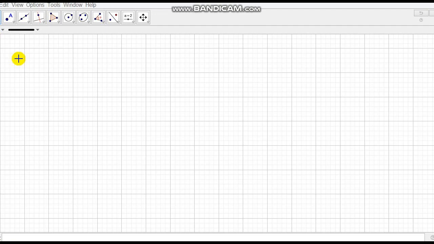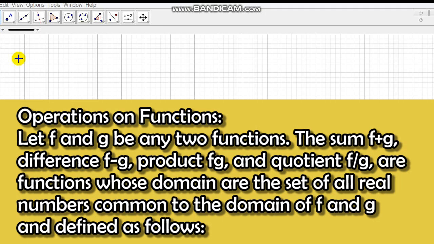Hey everyone, today we will be performing operations on functions. So we let f and g be any two functions. The sum f plus g, difference f minus g, product f times g, and quotient f over g are functions whose domain are the set of all real numbers common to the domain of f and g and defined as follows.